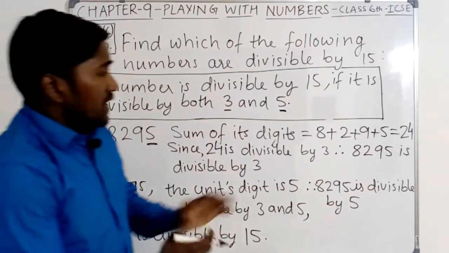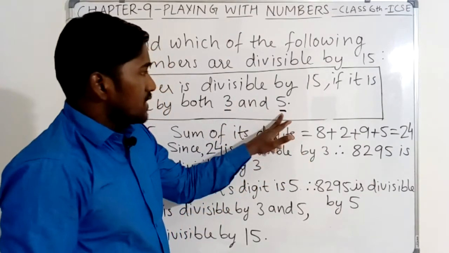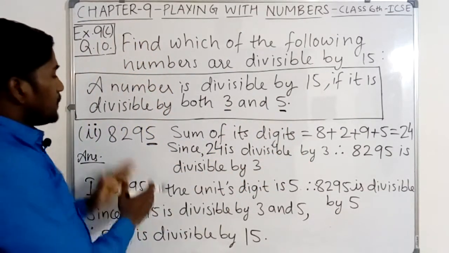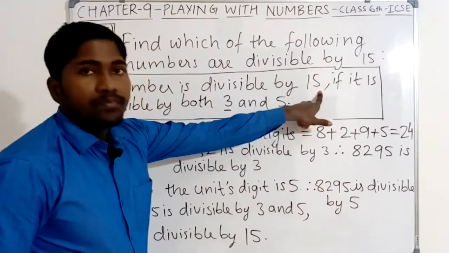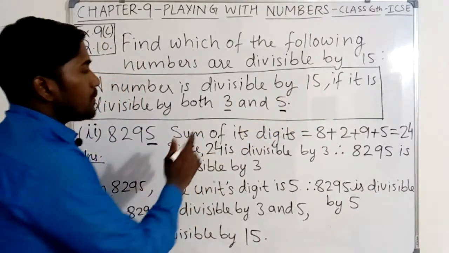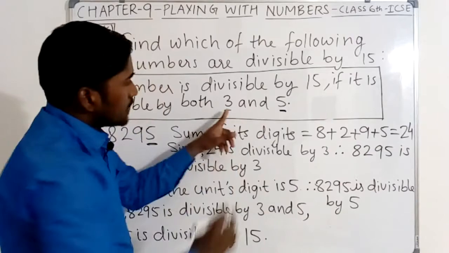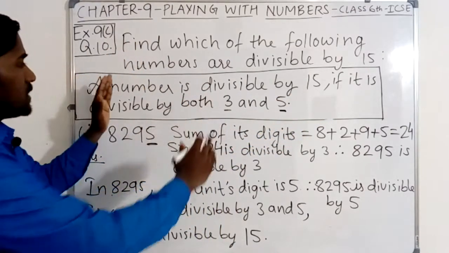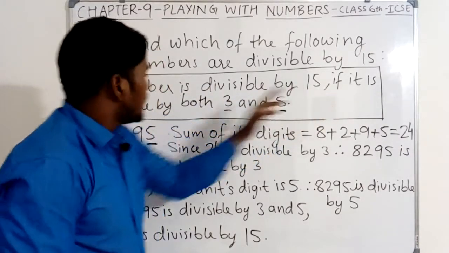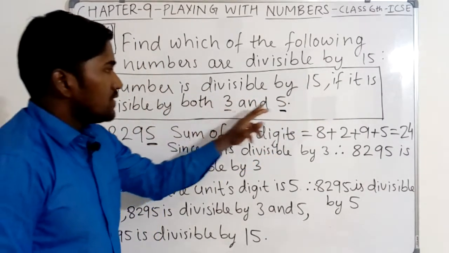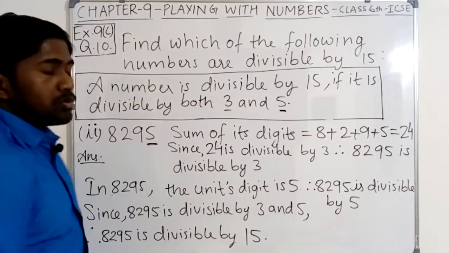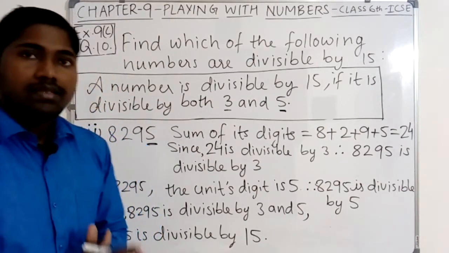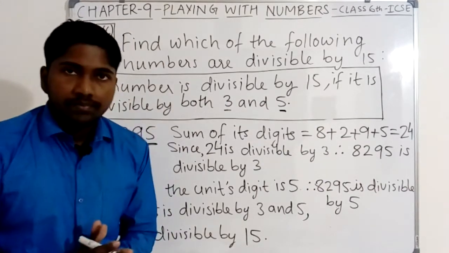So see here, why is it divisible by 3 and 5? Because if a number is divisible by 15, then the number is also divisible by its factors. See here, 3 and 5 are factors of 15. The hint is given in the question: a number is divisible by 15 if it is divisible by both 3 and 5. So this number is divisible by both 3 and 5. That's why this number is divisible by 15.